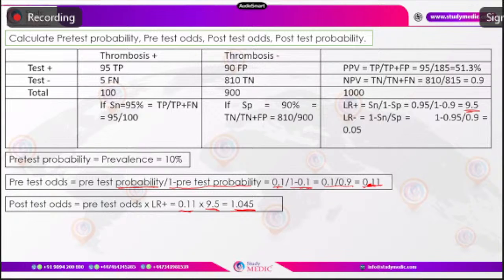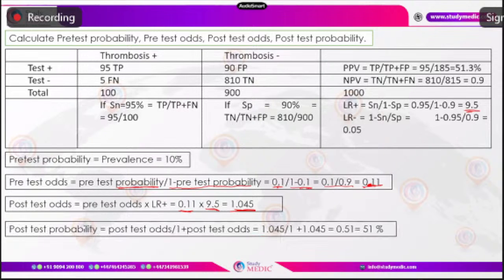Now, how to calculate post-test probability? We need to again go back to the relationship between probability and odds. So, post-test probability is post-test odds divided by 1 plus post-test odds. That is 1.045 is the post-test odds divided by 1 plus 1.045, which is equal to 51%.